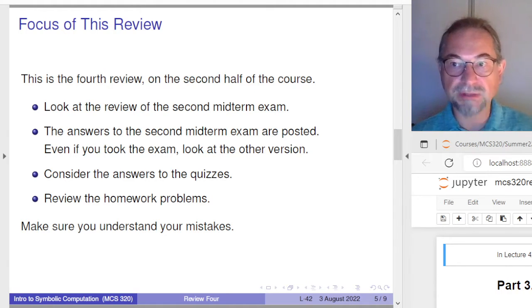Some problems might look very easy for you, other ones not. In those cases, please look at the relevant lecture notes. Look at the answers of the quizzes, review the homework problems, and above all, make sure that you understand your mistakes and kind of try to arm yourself against making the same mistakes.